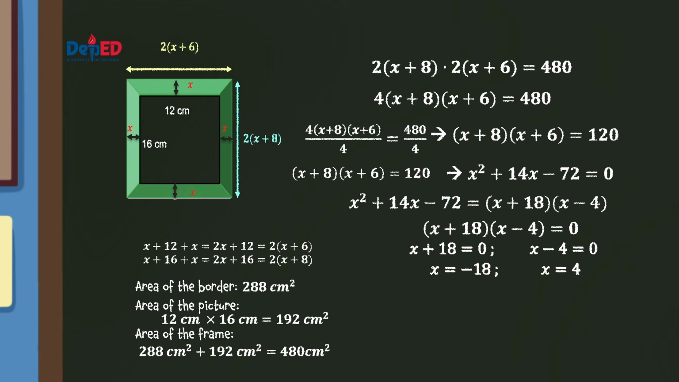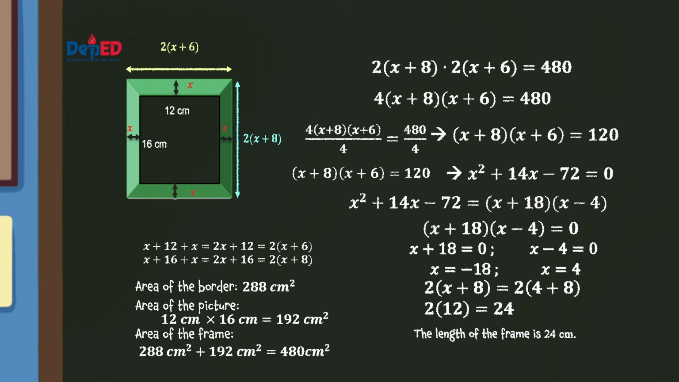Equating each factor to 0, the values of x are negative 18 and 4. X is the width in centimeters of the border of the frame. Hence, x must be 4. The width of the border is 4 centimeters. The length that is represented by the expression 2 times the binomial x plus 8 must be equal to 2 times the sum of 4 and 8. And this must be equal to 2 times 12, which is equal to 24. Thus, the length is 24 centimeters.